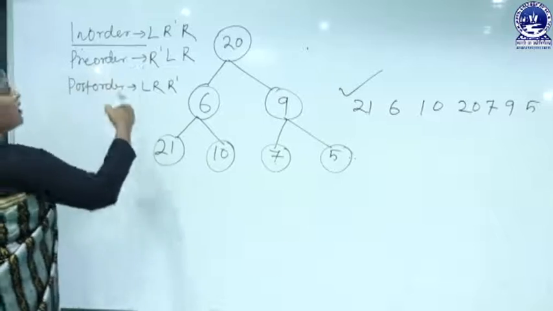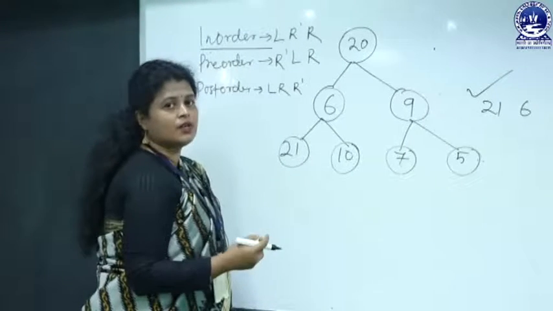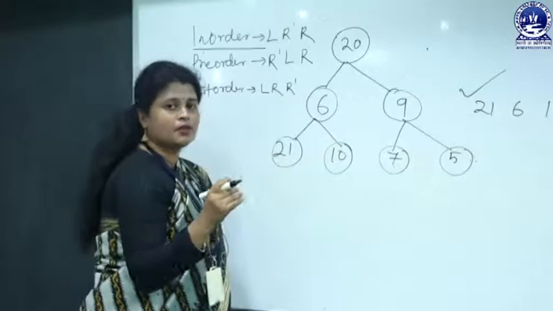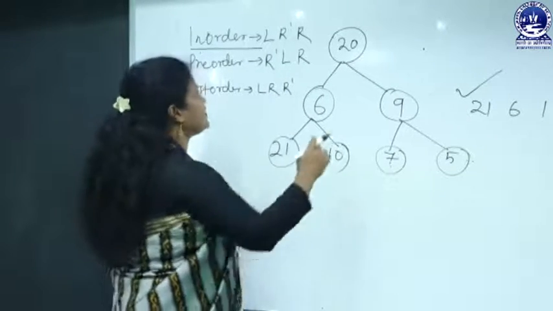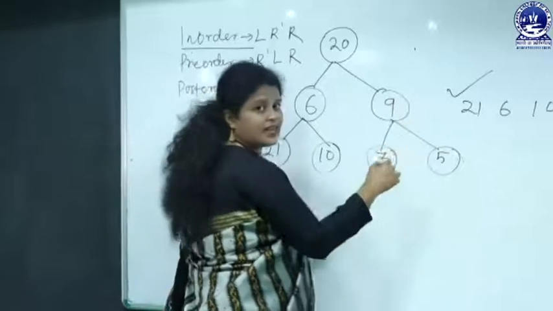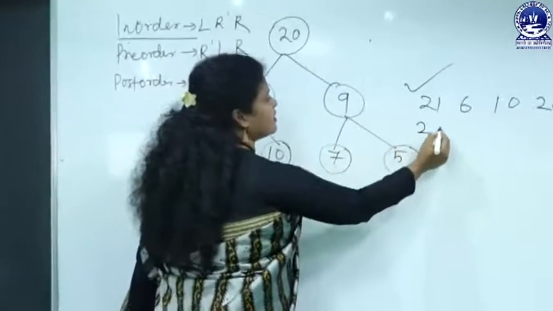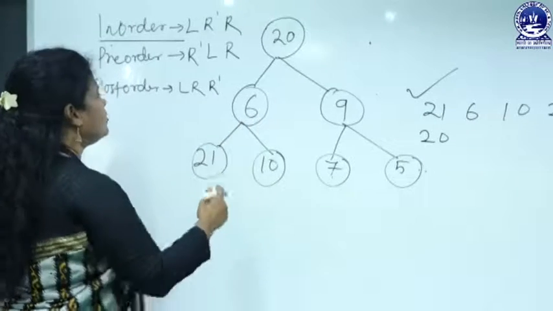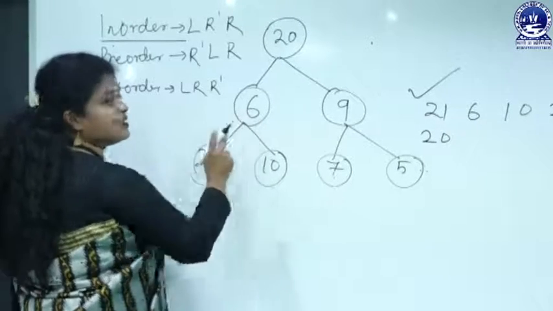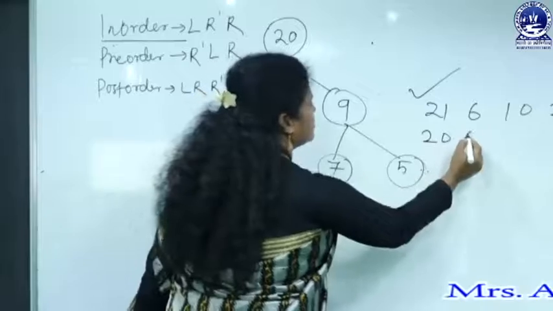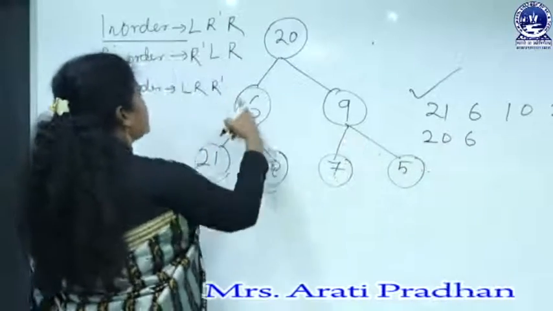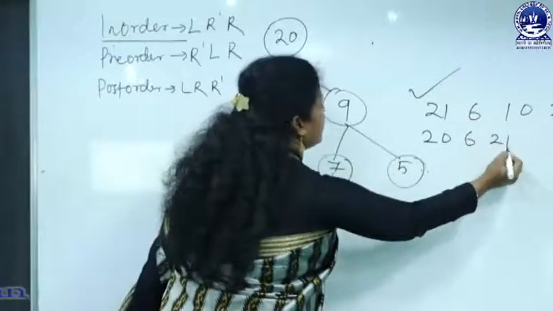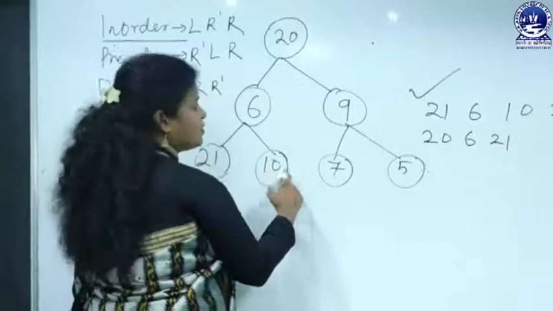Now we will move towards pre-order traversal. What is the rule of pre-order traversal? Root, left, right. We will start from the root, then left, then right. Here the root is 20, so first 20 will come. Then we will move towards the left. When we move towards the left, this is also a root, so output will be 6. Next we will move towards the left. This is 21. Output will be 21. Now we will move towards the right.